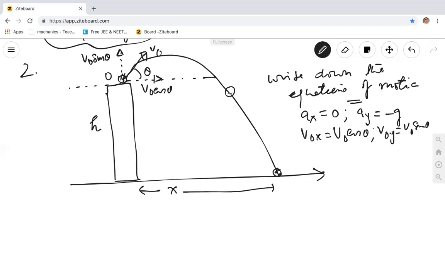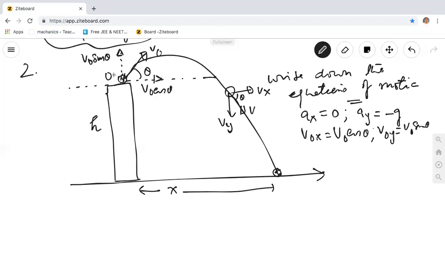If I ask you what is vx here, you can find it. What is the vy of this? You can find it because you know the vx formula, you know the vy formula. If I ask you what this theta is, that you can also find. No problem. But how to find time?